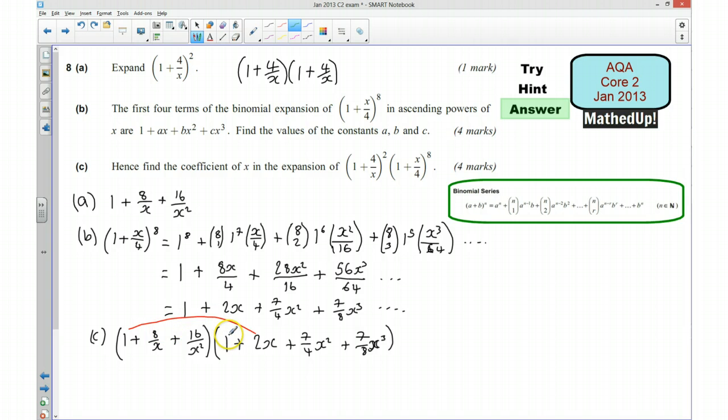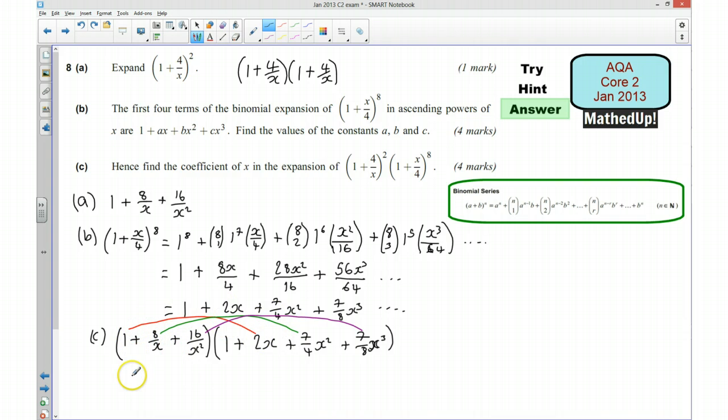8 over x times 1, 8 over x times 2x, that wouldn't. 8 over x times 7 quarters x squared does, because the x squared and this x will cancel, so one of the x's will cancel out with the x here, and that will give me an x term, and also this one here is going to give me an x term. Because I'm only interested in the coefficient of x, those are the only 3 things I need to multiply out.